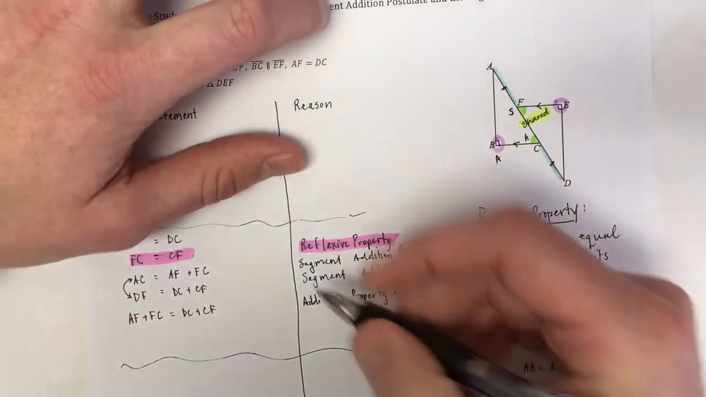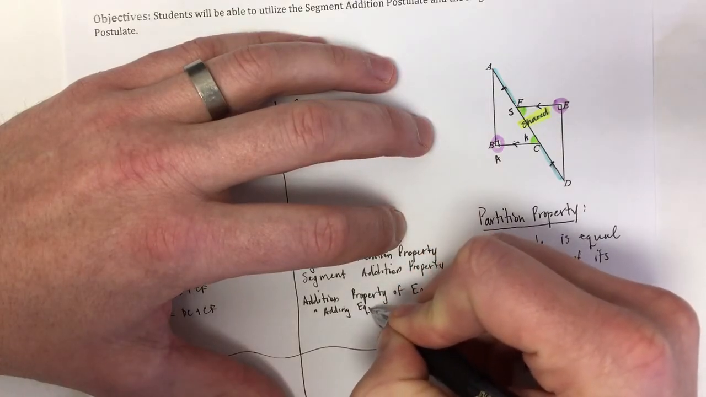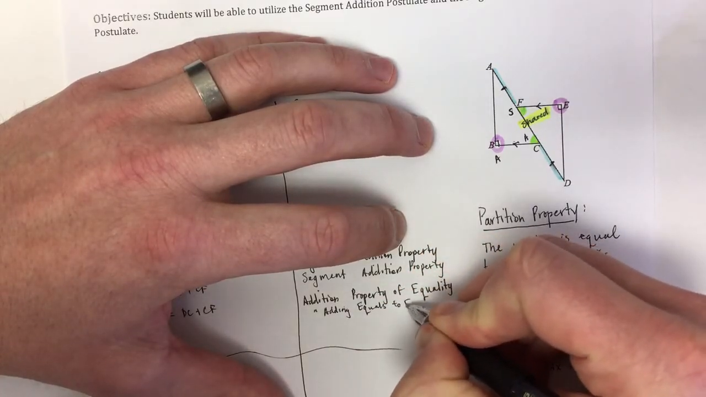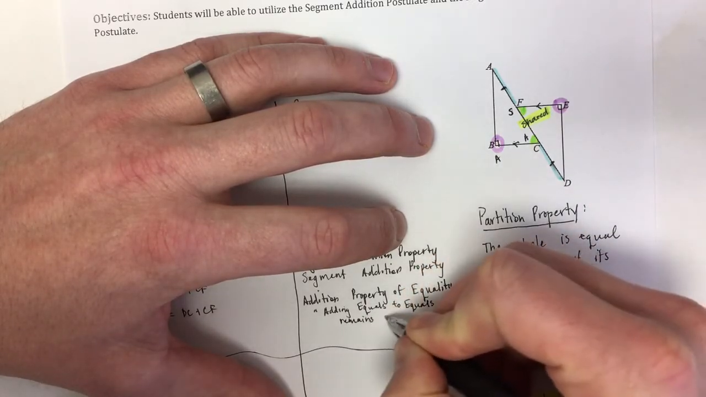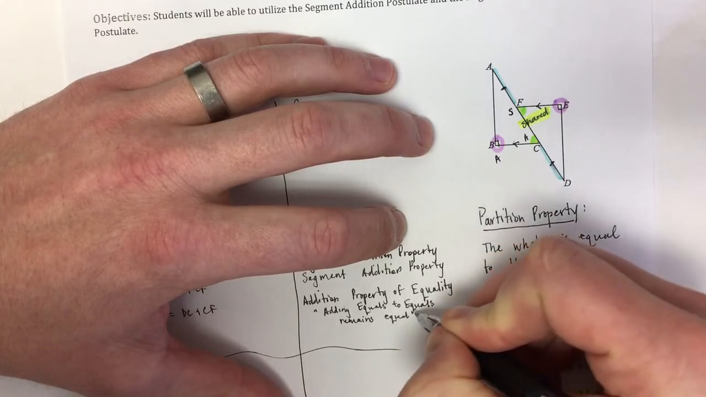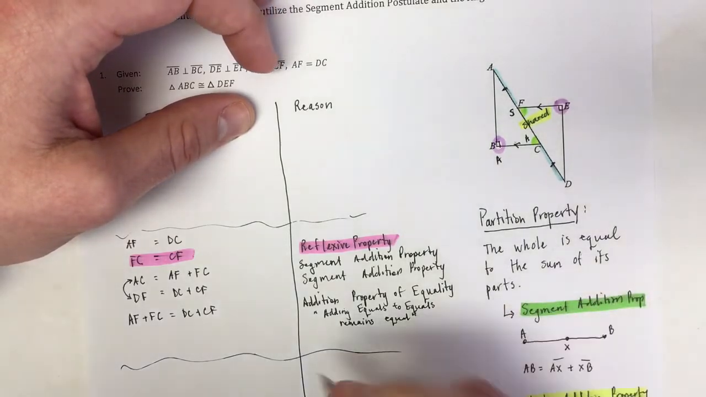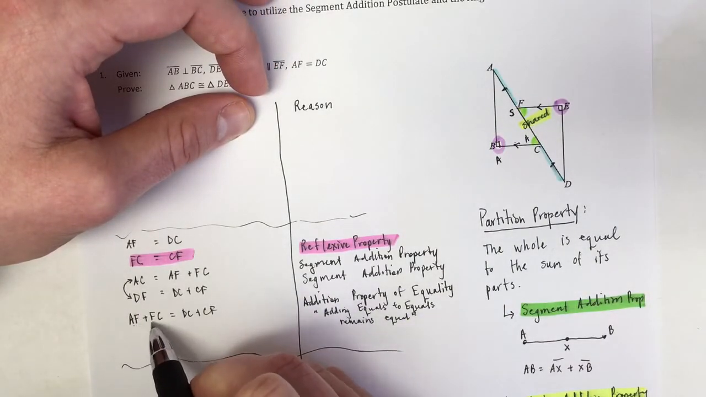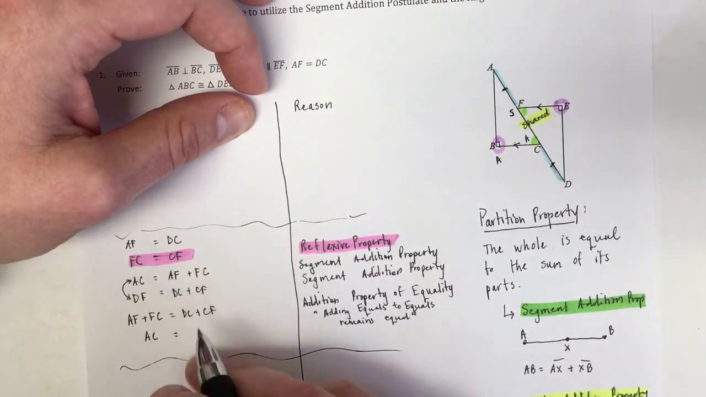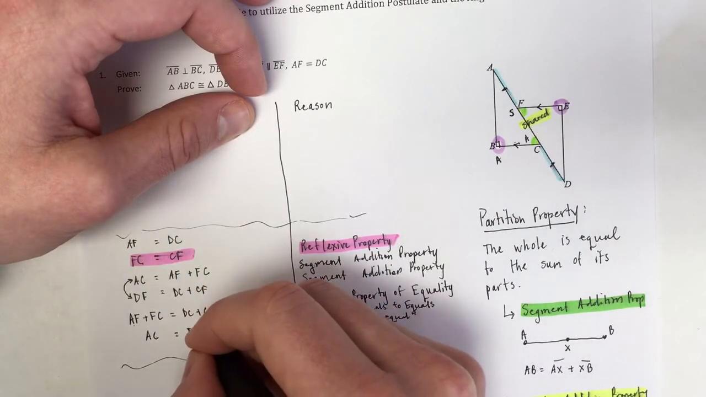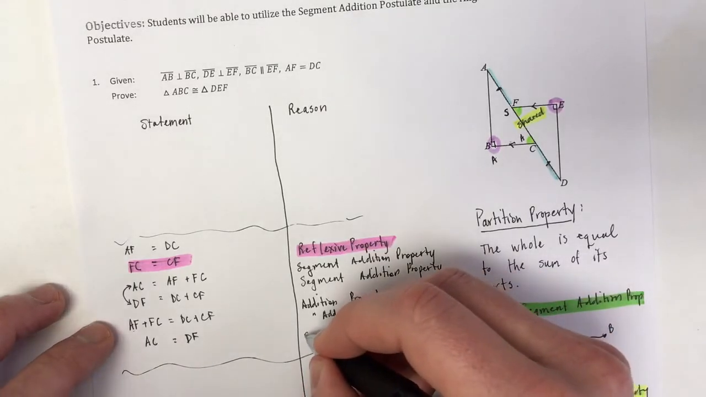And so if you want this as a side note, it's basically adding equals to equals remains equal. That's what it's saying. So we can shorten that up and just use the addition property of equality. But right here, I have AF plus FC, which I can substitute in for AC. And I have DC plus CF, but that's DF. And so now I've been able to prove that AC is equal to DF, and that's just substitution.